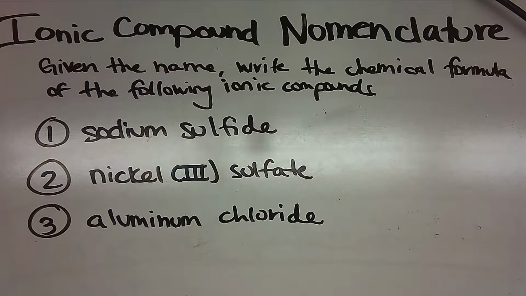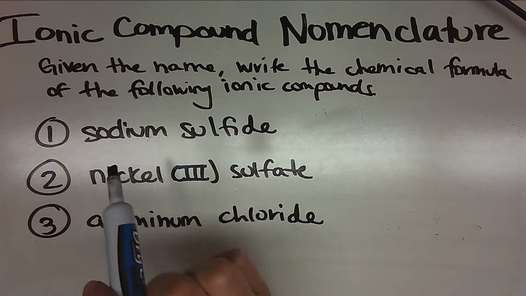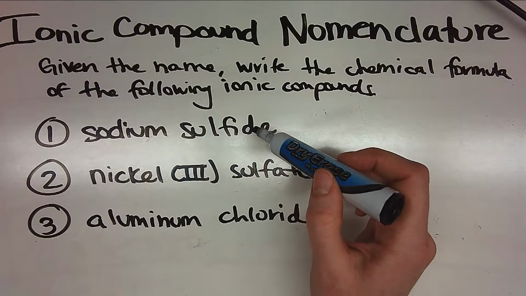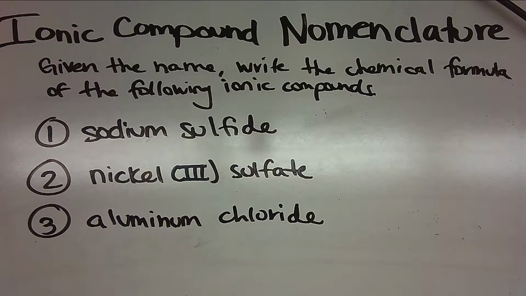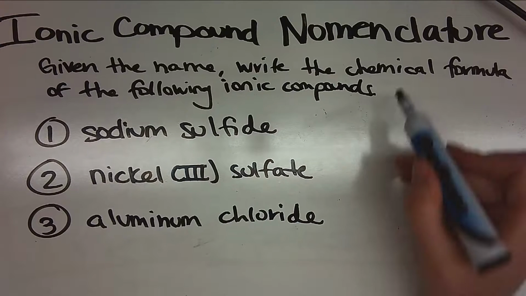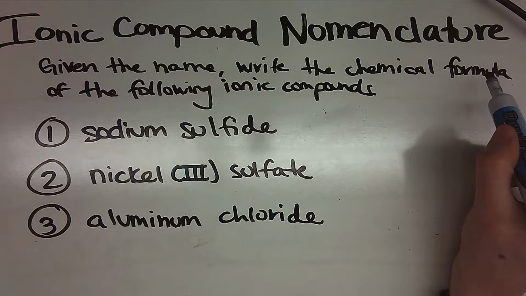Hey chemistry students, today's tutorial is on ionic compound nomenclature. But this time we are given the ionic compound names and asked to write the chemical formula. So we're kind of working backwards. In each of these examples we have the name of the cation and the anion. So we're going to have to write the ions out to the side and use our crisscross method to get the chemical formula of our compound.